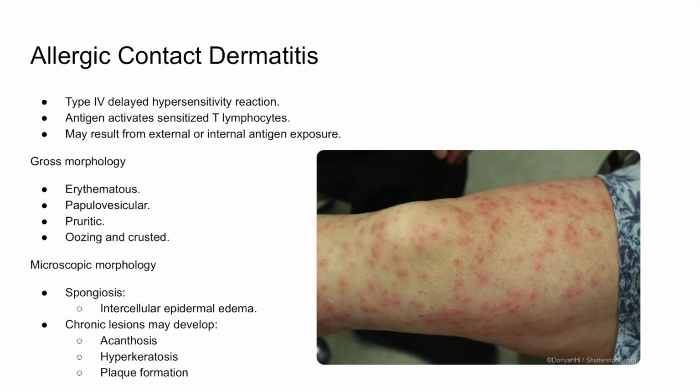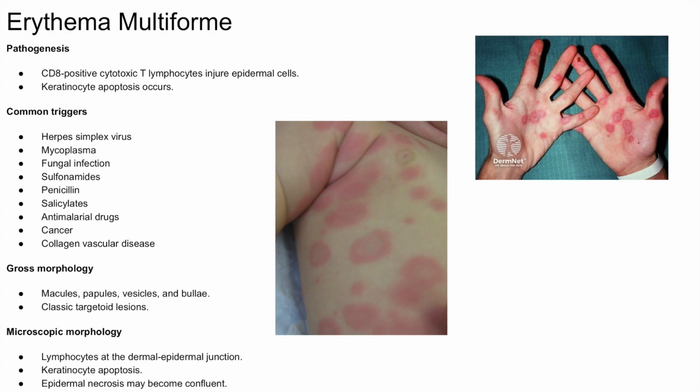Irritant contact dermatitis differs because it represents direct injury and can occur with the first exposure. So, erythema multiforme is an acute immune-mediated interface dermatitis characterized by classic target lesions with concentric zones of color change. The eruption usually is symmetric and favors acral or extensor surfaces, including the hands and feet.